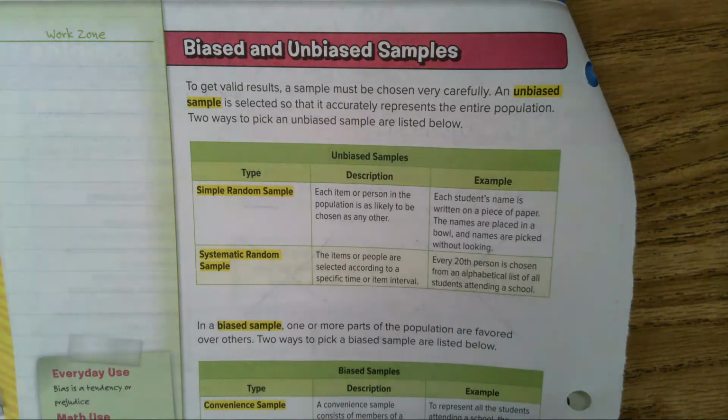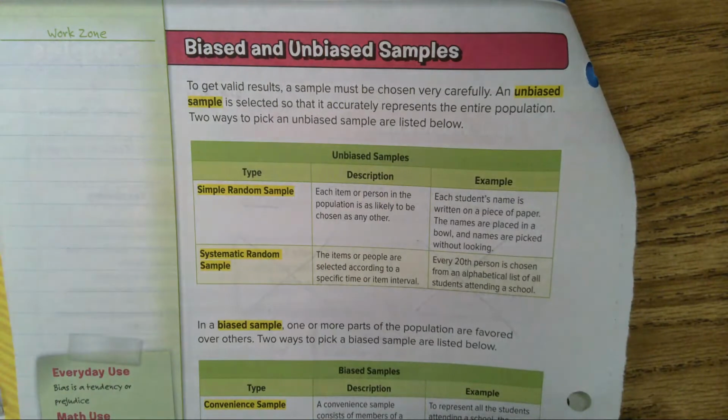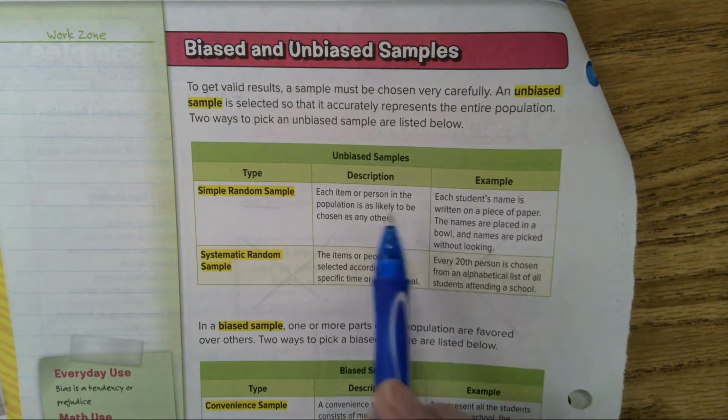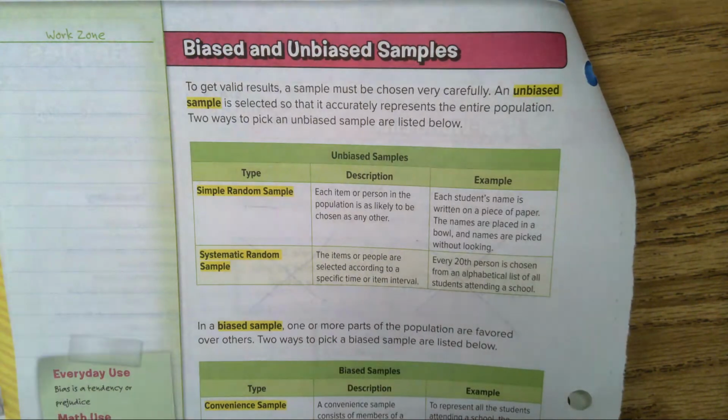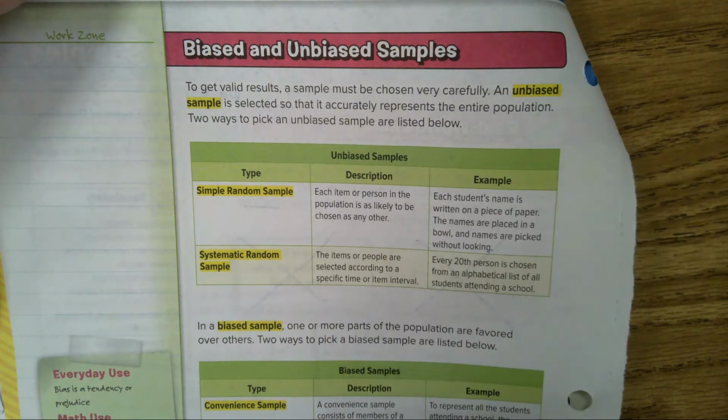All right? So, type a simple random sample. What is a simple random sample? Well, it is where each item or person in the population is as likely to be chosen as any other. So it's just very random and it covers every group and it doesn't put a better chance on one than the other. What's an example of that? Each student's name is written on a piece of paper. The names are placed in a bowl and names are picked without looking. So that would be a simple random sample.